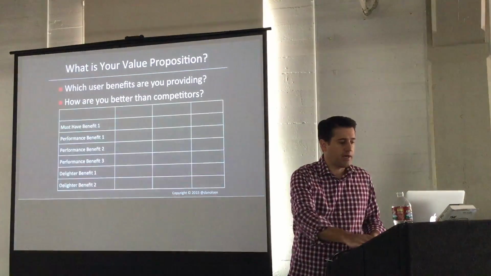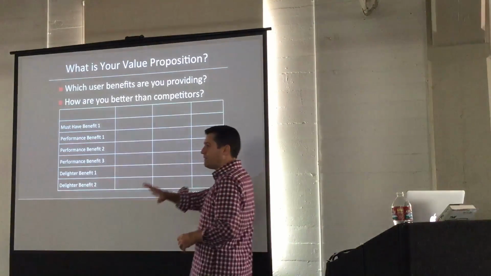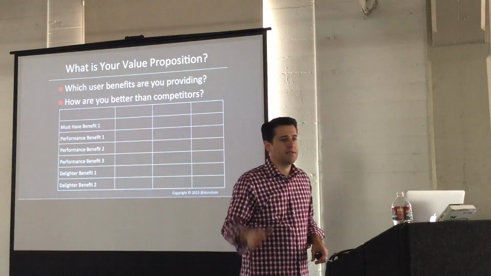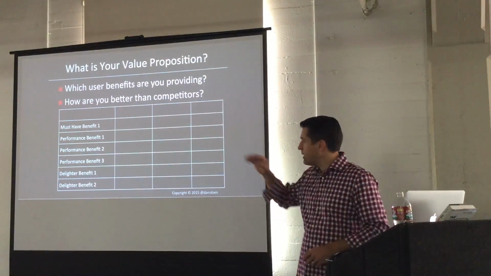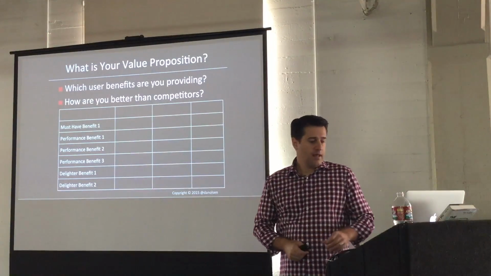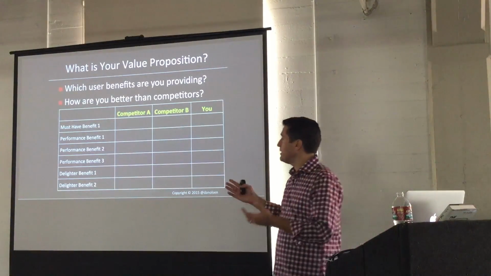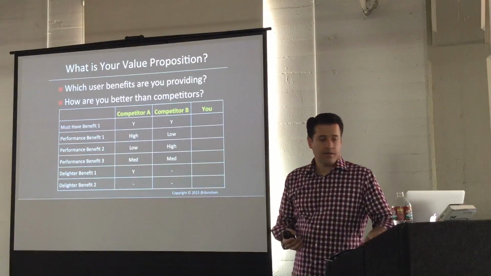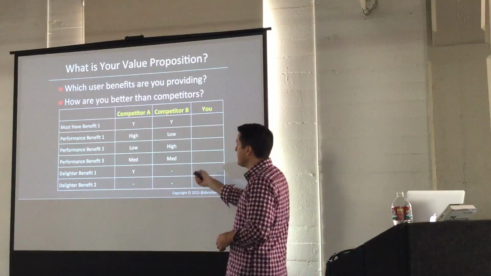And so the way I recommend doing it, and I've kept it generic, is just for whatever your product category, list on the left the must-have benefits, the performance benefits, and the delighter benefits, right? You can imagine what they are for your space. And then you want to list the competitors and yourself across the top. And then you want to score your competitors, right? You want to score them and say, yeah, they both have the must-haves.